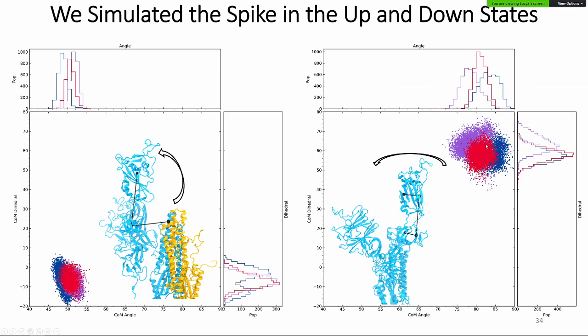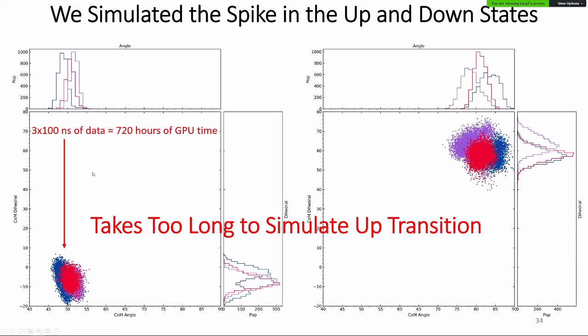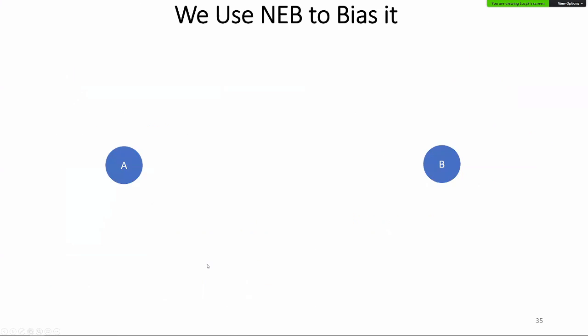And you can see that they don't really move. We simulated this for about 100 nanoseconds per trial. There's 3 trials, right? That's about 720 hours of GPU time, but they don't move. We ran this and ran this and ran this on Frontera, but it didn't move. It just hangs out in its respective states. It takes too long to simulate that transition, right? So we had to get a little sneaky and a little creative.